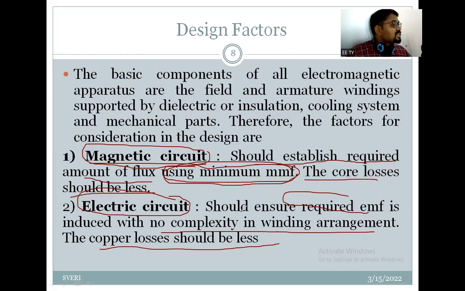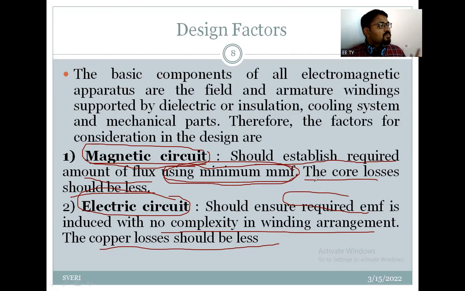Okay, and what is common in the magnetic circuit is that whatever losses are there should be less. So the first factor whenever we consider the design of an electrical machine is the magnetic circuit, and the second factor is the electric circuit. In the magnetic circuit, what we consider is magnetic flux.